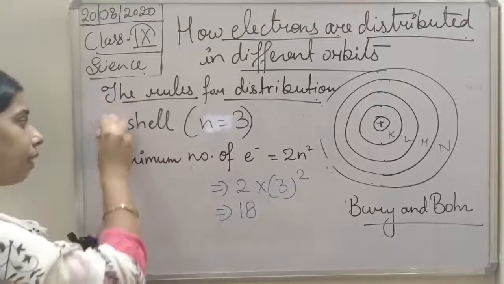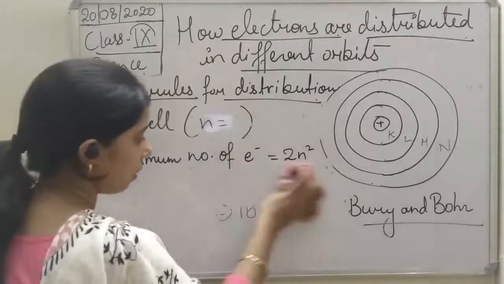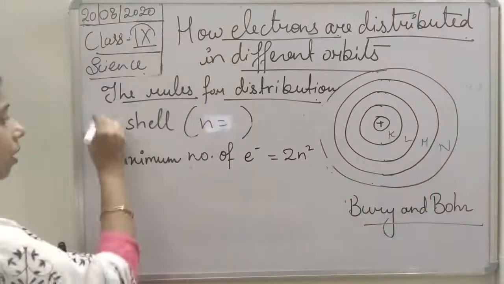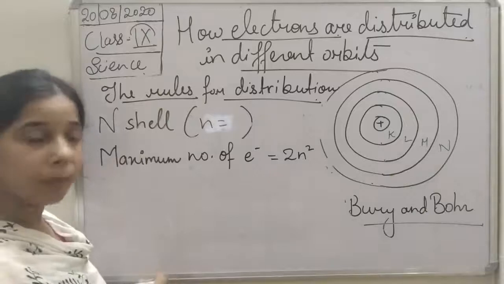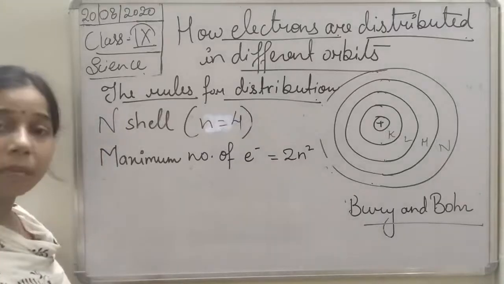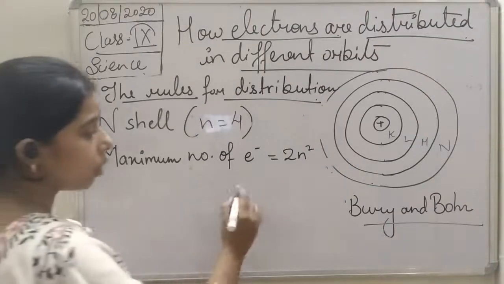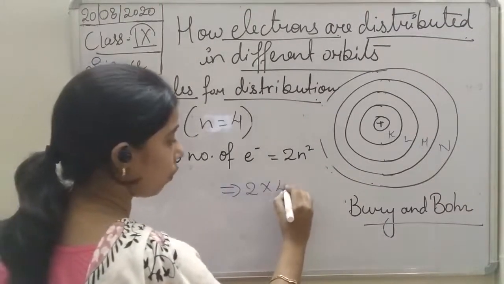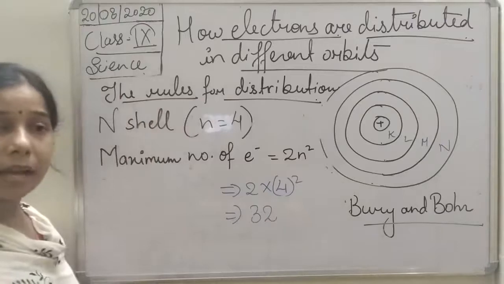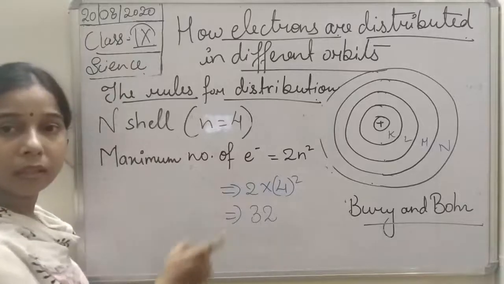Now at last we will talk about the fourth shell, fourth orbit, and that is the N shell. So this is the fourth orbit, so we will write n equals 4 here. So the maximum number of electrons possessed by the N shell will be equal to 2 into 4 whole square, and that will be equal to 32. So the maximum number of electrons possessed by the N shell will be 32.